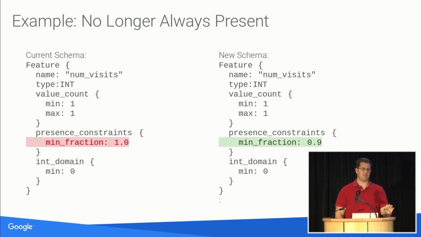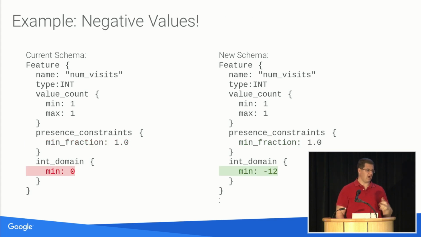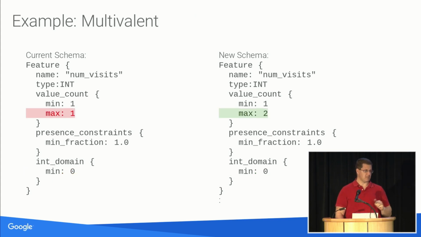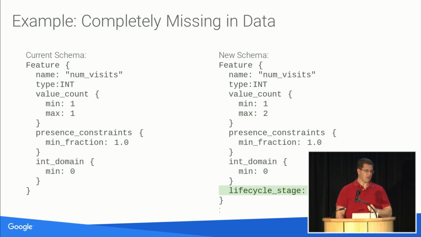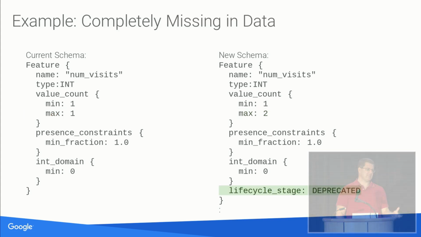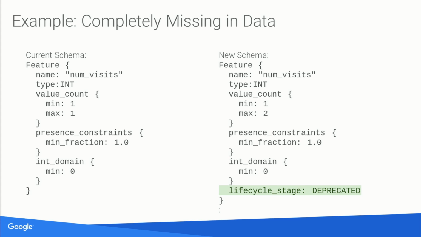And this is incredibly important, because if you don't make it really easy to deal with your mistakes, then users won't use your system. And so we have to make the system very usable. Negative values, if the int domain is violated, we just provide a new, we fix the schema so that it includes that data. And multivalency, similarly. And if it's completely missing in the data, or for instance, if it used to be an int type and now it's a string type, we just mark it as deprecated.